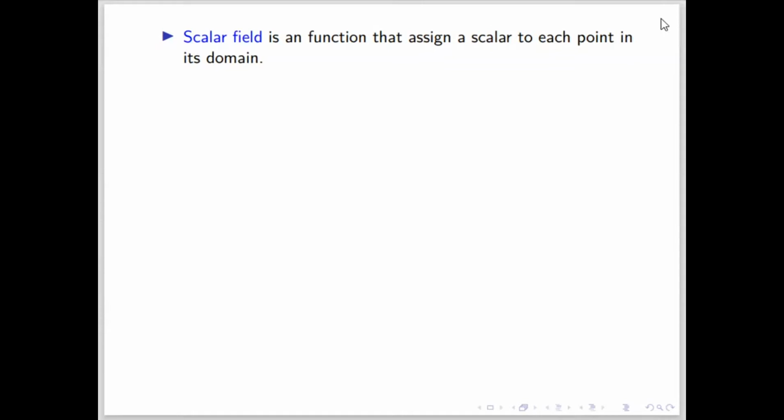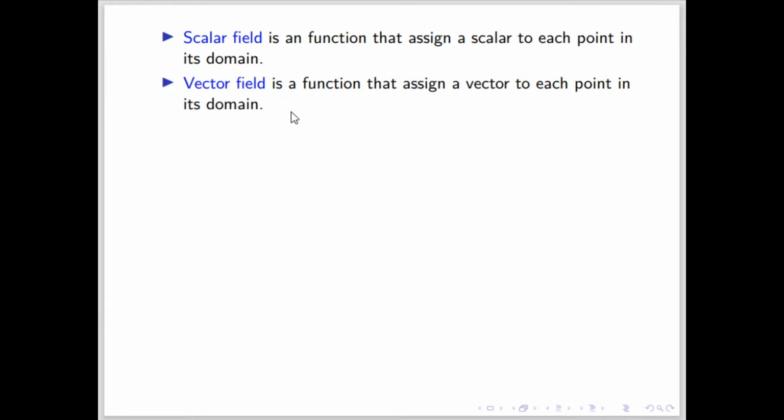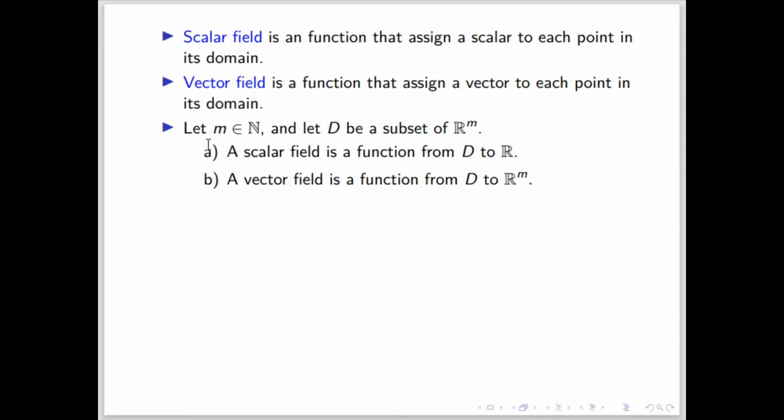So now what is the scalar field? Scalar field is a function that assigns a scalar to each point in its domain. And vector field assigns a vector, that means the range of scalar field is a scalar, that means a real number, and vector field has the range as a vector. So in mathematical sense, for the scalar field, if m belongs to the natural numbers and D is a subset of Rm, and if the function is from D to R, then it is called scalar because the range is a real number. And for vector field, the function is from D to Rm. Rm means it has m components, that means it is not a scalar, it is a vector.